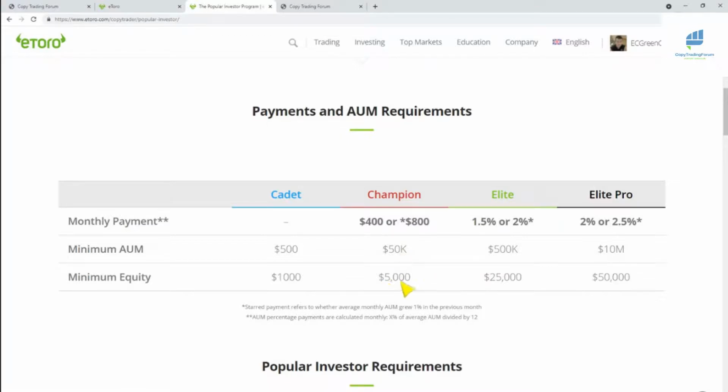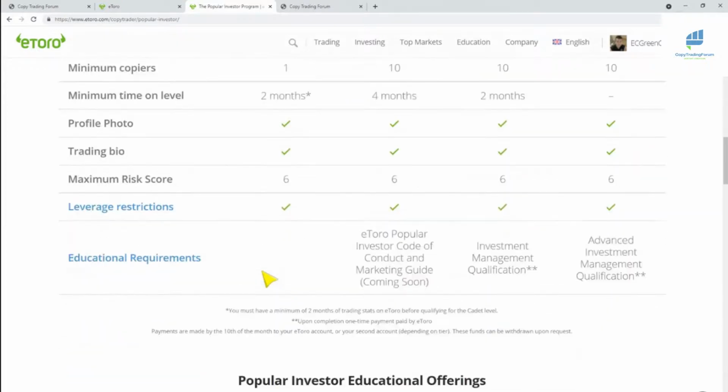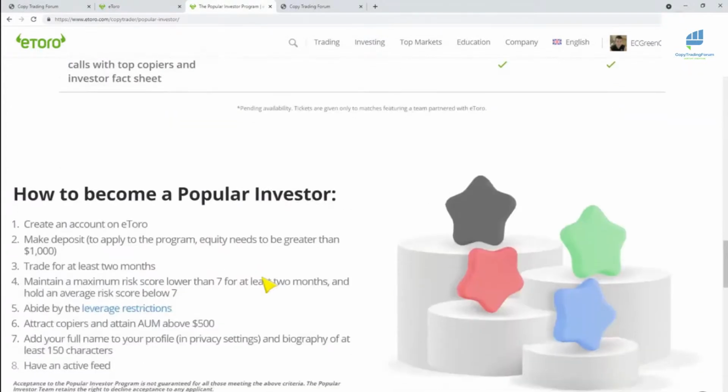They have to have 5,000 invested of their own money. Elite have to have 25,000 invested of their own money, so they're investing their own money. And Elite Pro have to have 50,000 invested of their own money. They have to have 10 million. The amount they're copying them, people have to invest about at least 10 million. They got 2.2% or 2.5% of the total amount invested. So when they get to this level, it's their job or part-time job, and they're risking their own money and everything.